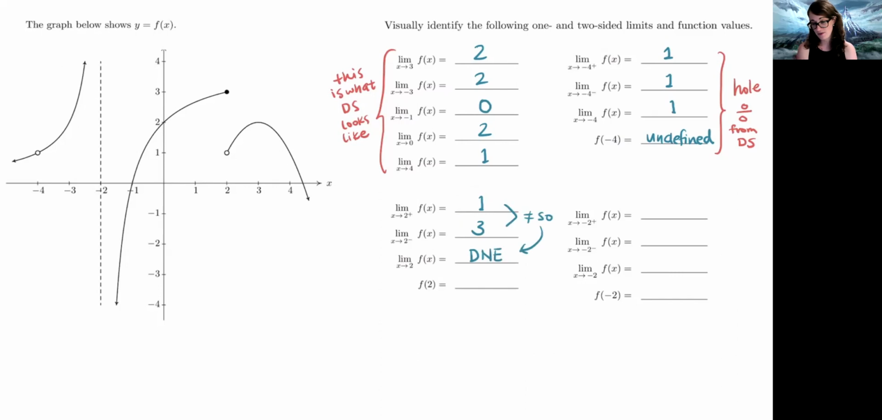Now, f of 2, we actually can plug in a 2 into the function here because there's a filled-in circle, right? As opposed to just at -4, we had just a hole. Here, this solid dot means that when we get to 2, the y value that we will take at x equals 2, we're going to read that off up here. So that is equal to positive 3.